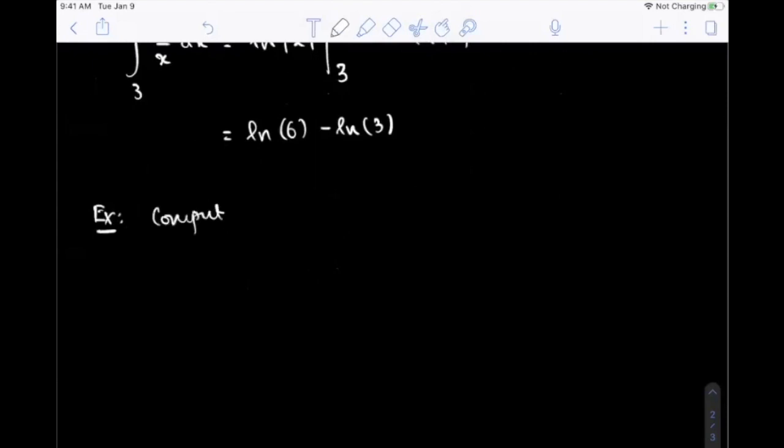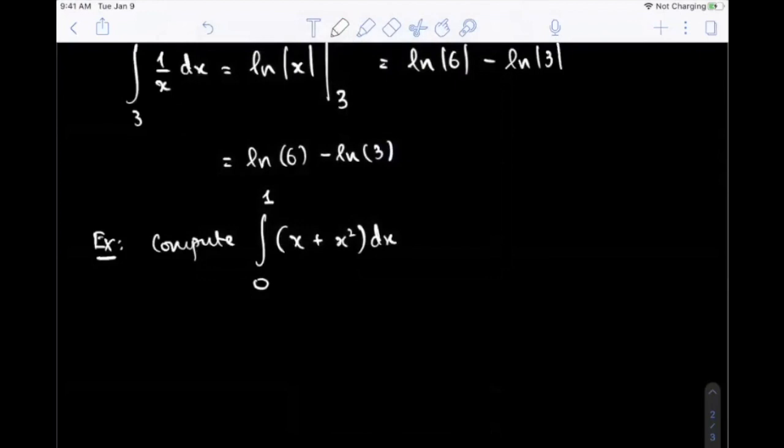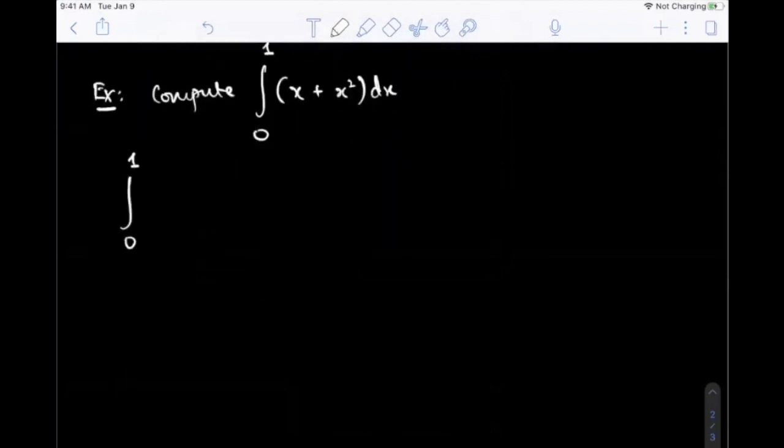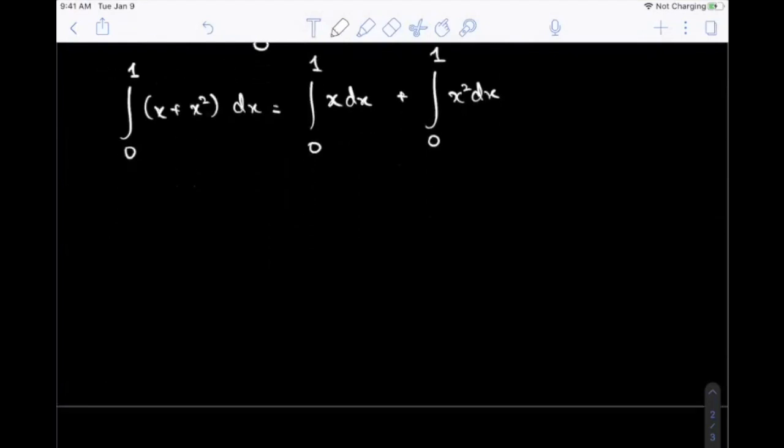Can you compute this integral, x plus x squared dx, for x going from 0 to 1? Remember, the integral of the sum is the sum of the integrals. So the problem can be written as the integral from 0 to 1 of x dx plus the integral from 0 to 1 of x squared dx. What is the antiderivative of x? 1/2 x squared. And you evaluate at 0 and 1. What is the antiderivative of x squared? 1/3 x cubed. Evaluate at 0 and 1.